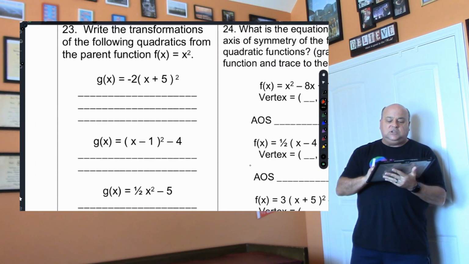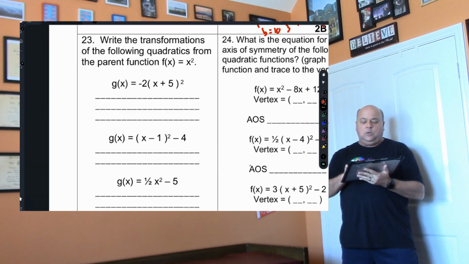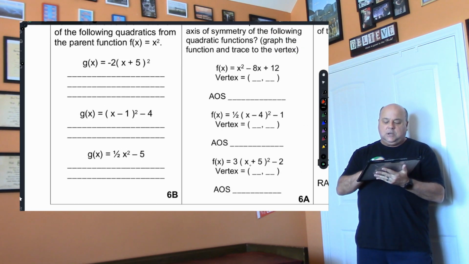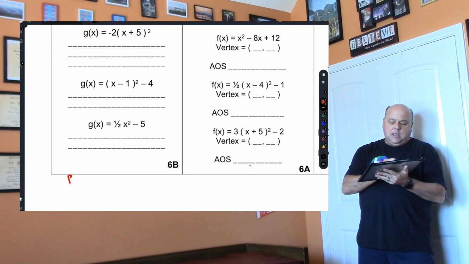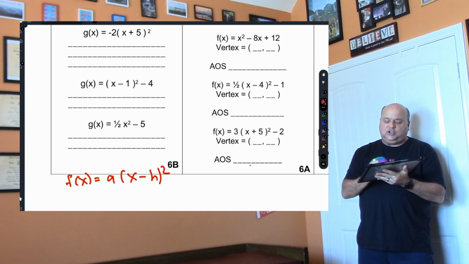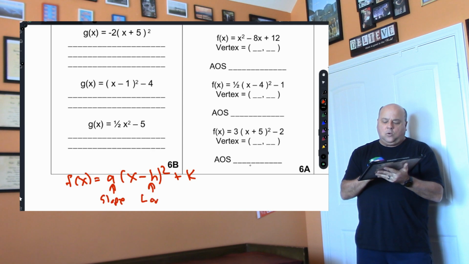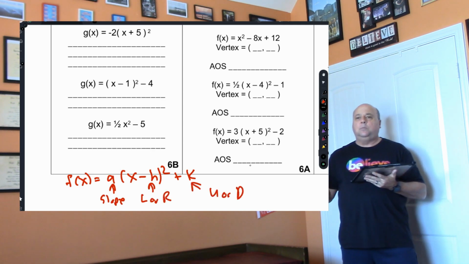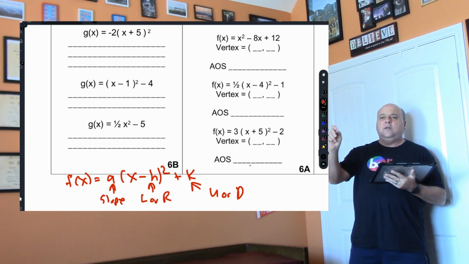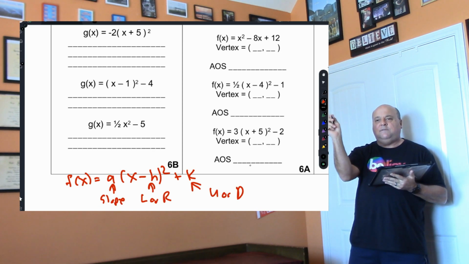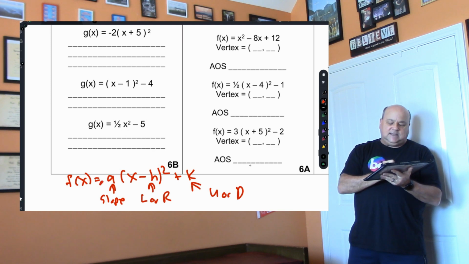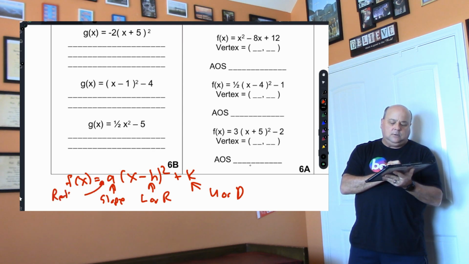We are almost done. Number 23, we've got to write down the transformations. Remember, let's put this at the bottom. F of x equals a parentheses x minus h squared plus k. This is the slope or the steepness. This is left or right. This is up or down, right? I'm just abbreviating here. So the number in front of the parentheses is going to be the steepness of it. And then if it's negative, you're going to reflect it, aren't you?